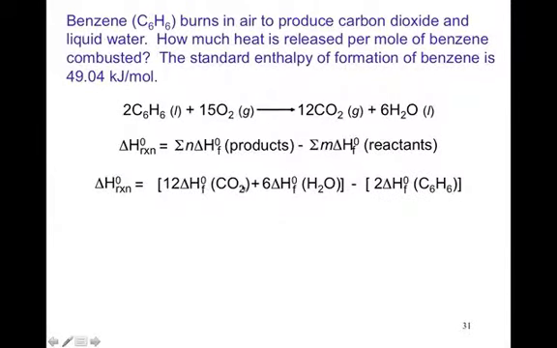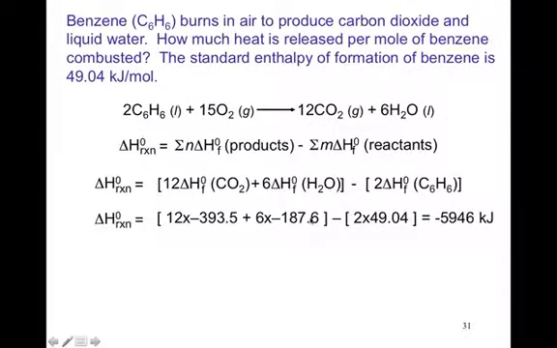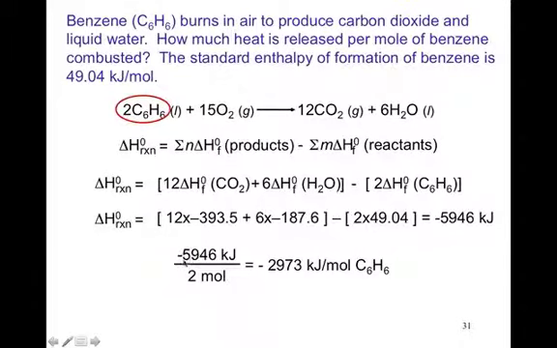And we would have to look these values up in Appendix 3. And we would determine that the delta H of our reaction is 5,946 kilojoules. So we did that per 2 moles of benzene. So it would be negative 2,973 kilojoules per mole of benzene. So we found out how much heat's released.